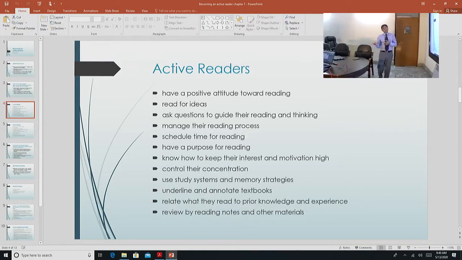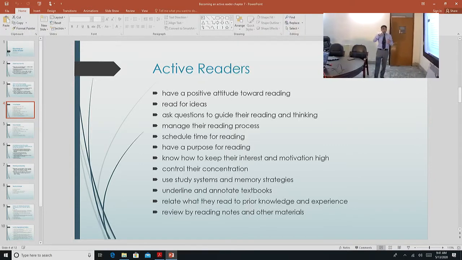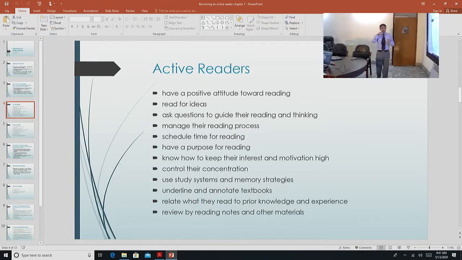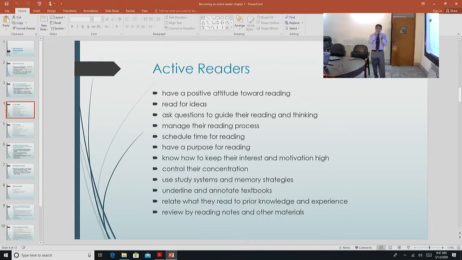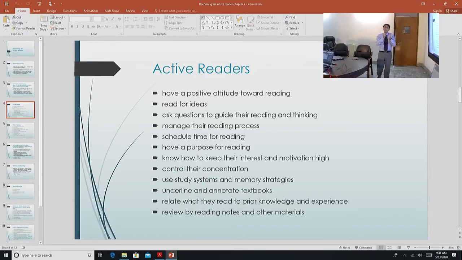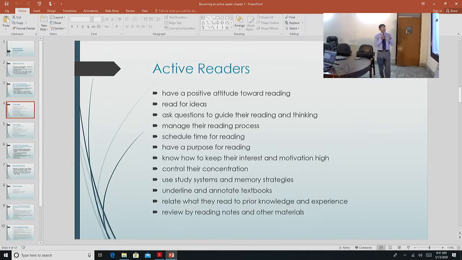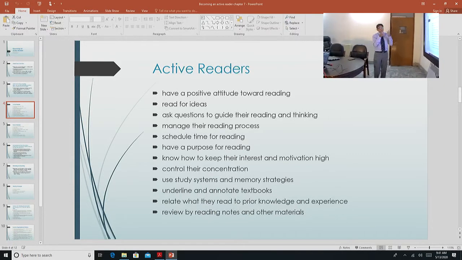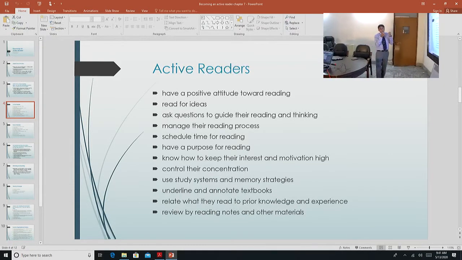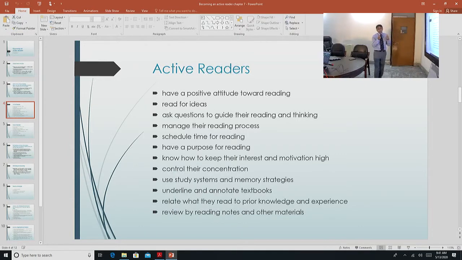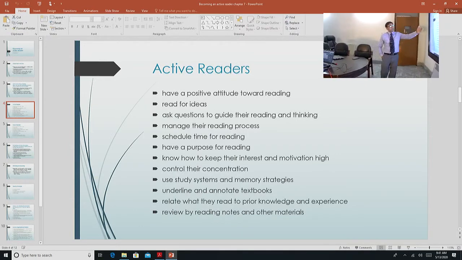For example, in the text that I have just read, Women's Work, Maya Angelou is talking about I have got the children to tend, the floor to mop. So she is foregrounding I. She is foregrounding the role of women here. So it means that we need to understand, we need to ask questions so that we guide our reading and thinking skills. Manage their reading process.